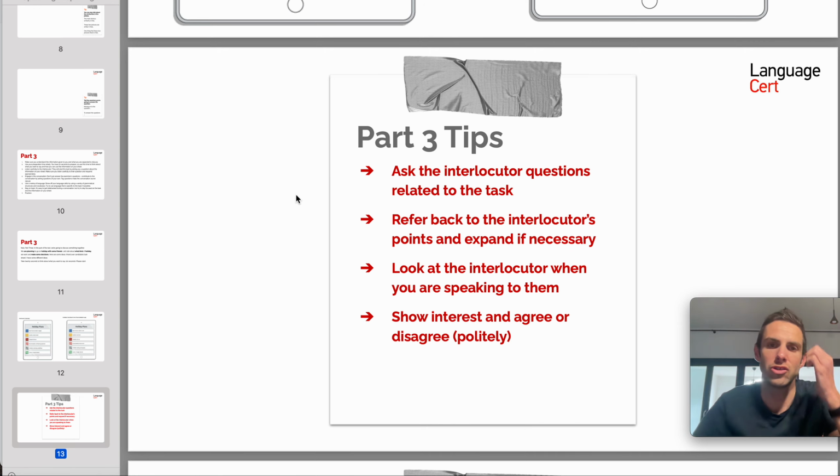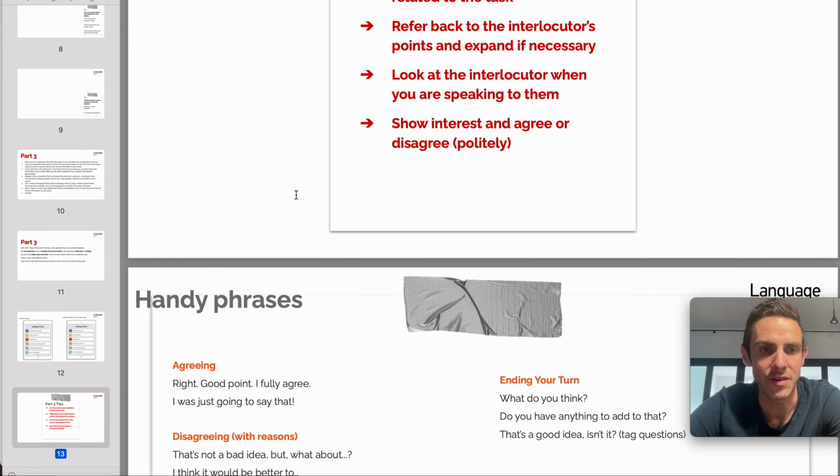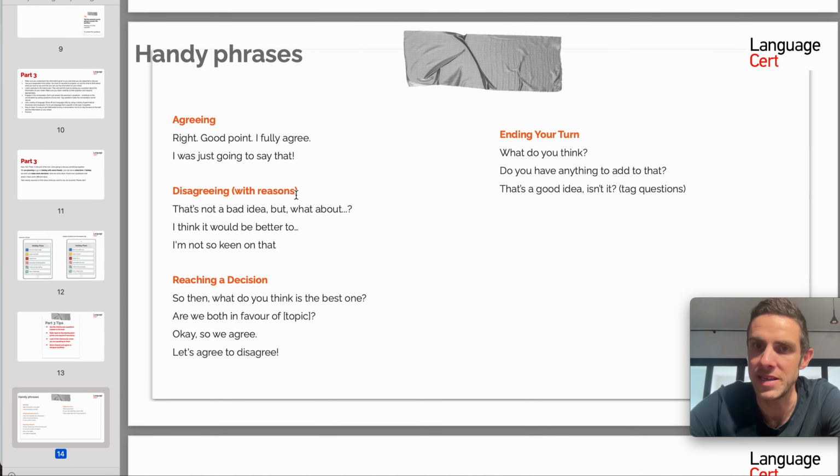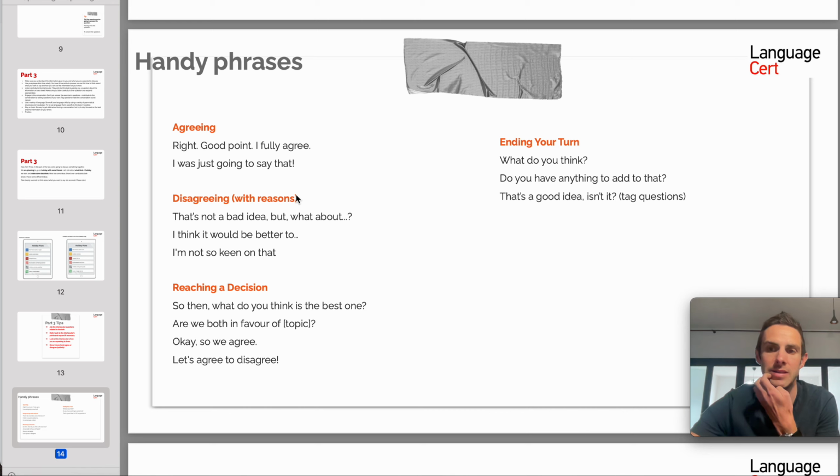And also show interest when you're speaking. You can make sounds like, oh yeah, yeah, that's a good idea. Say things like that. And then agree or disagree, but politely, all right? We don't want to be blunt in this part of the exam. Here's some handy phrases that you can use in this part of the exam.